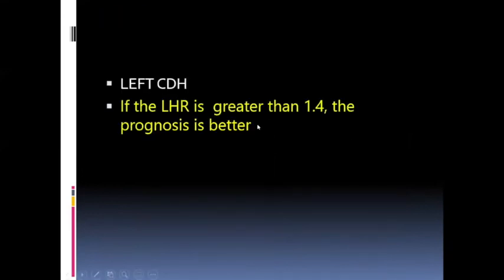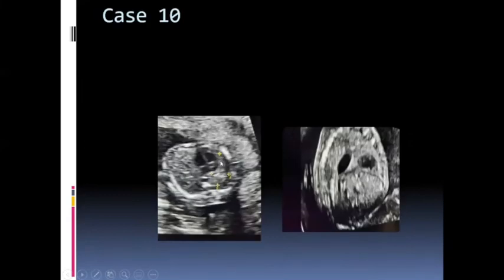The LHR greater than 1.4, the prognosis is better. So we have to measure the normal lung in the region of the 4-chamber heart, and also divide it by the head circumference, and that will give you the ratio. So that will help in the management, when to follow up, and for which fetuses the prognosis is better, we can predict.